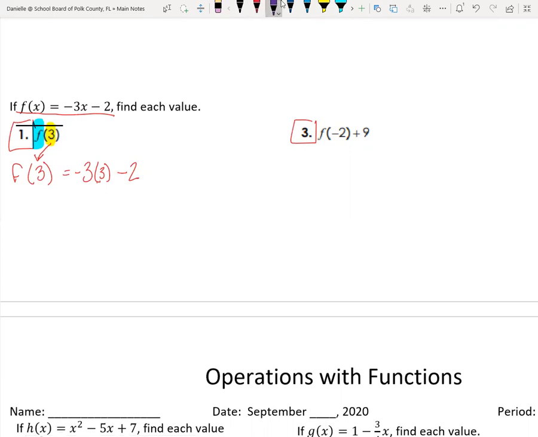So what is negative 3 times 3? That gives us negative 9. And this just comes down, so I end up with negative 9 minus 2. And that gives me negative 11.